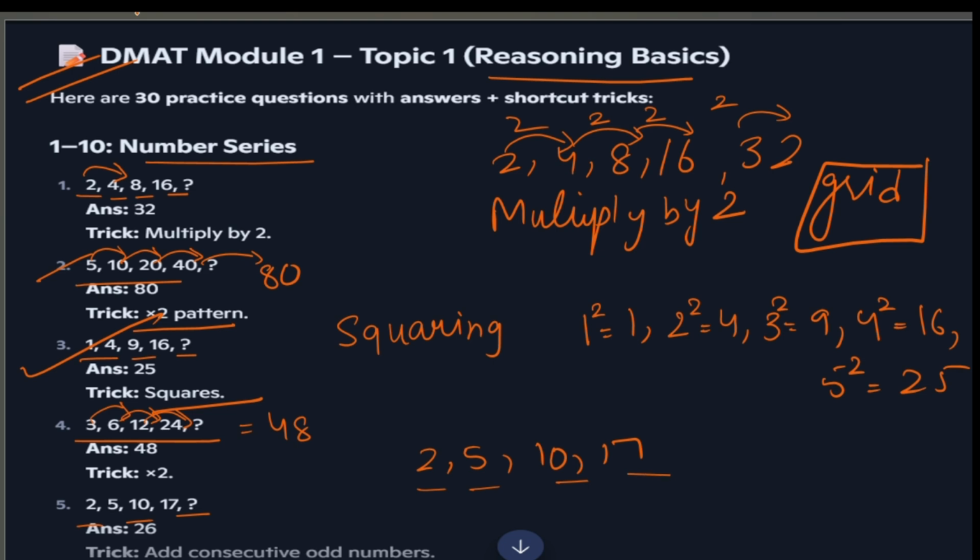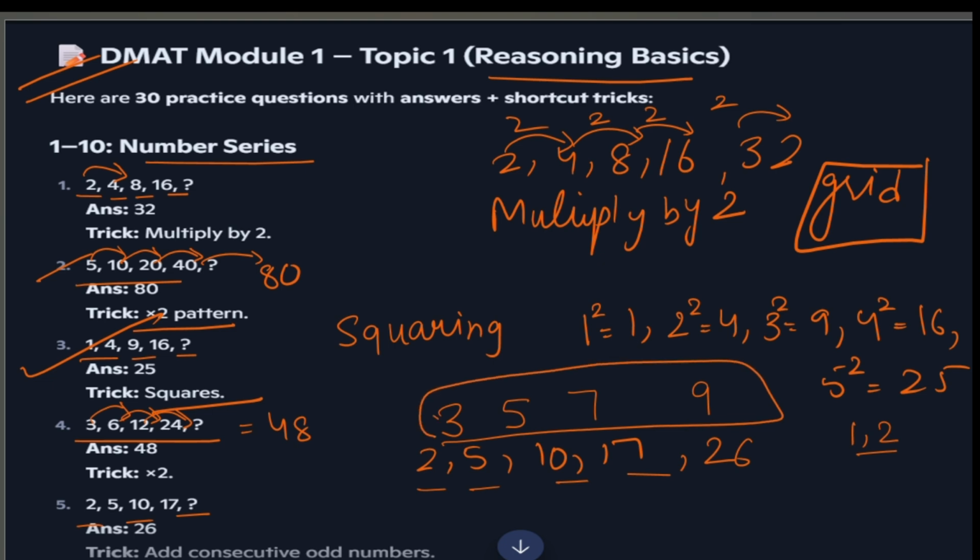So you have to add consecutive odd numbers. Consecutive means like if there is 1, another number is 2, so consecutive numbers are sitting beside each other. So 2 to 5, we add 3. 5 to 10, we have added 5. 10 to 17 we have added 7, and then we are going to add 9. So that would be 26. So these are the consecutive odd numbers that we have added.